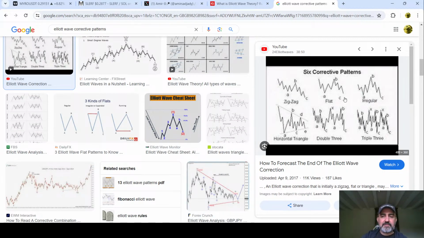Well, what's he saying? He's saying zigzag, flat, irregular, horizontal, triangle, double 3, triple 3. I don't really care, to be honest with you. I just know that it's basically flat, some sort of zigzag, or some sort of A, B, C, D, E in a triangle. Yeah. And everything is a combination of those things. That's kind of the way I look at it. Now they've got double 3 and triple 3. Effectively, what that is, is a W, X, Y, a combination of ABC.